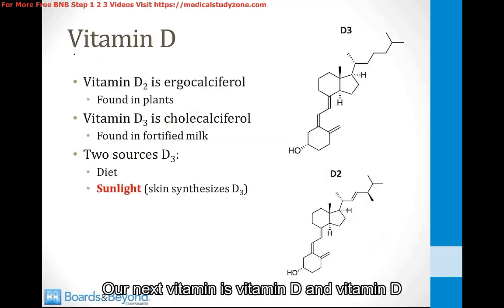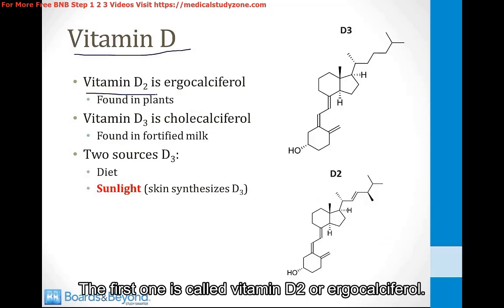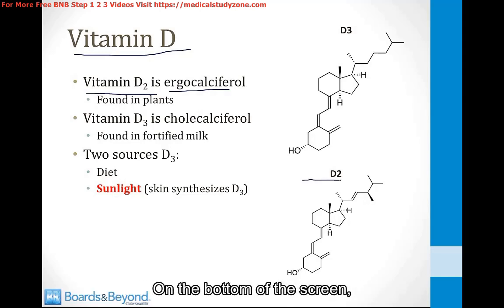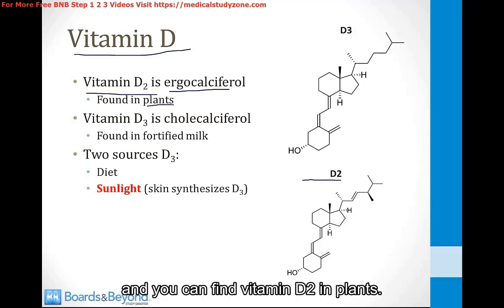Our next vitamin is vitamin D, and vitamin D is found in 2 forms in the diet. The first one is called vitamin D2 or ergocalciferol. This is the structure of vitamin D2 on the bottom of the screen. You can see that it is almost entirely made up of carbons and hydrogens, and therefore it's going to be a fat-soluble vitamin. And you can find vitamin D2 in plants.